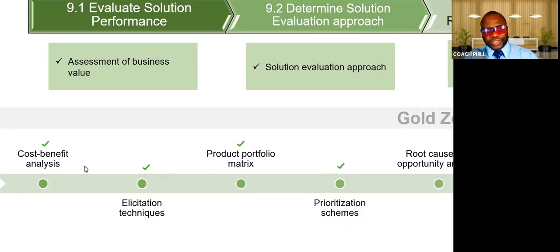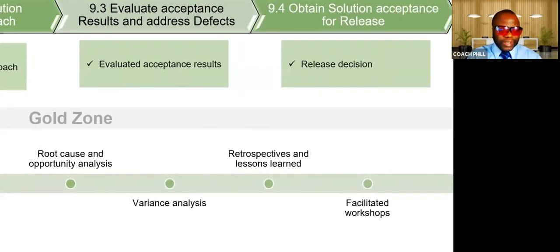Next one is prioritization schemes. We've talked about this. How do we prioritize stories? How do we prioritize requirements in the firm? How do we prioritize work in general? Let's move on. And the next set we have here are root cause and opportunity analysis. And let's talk about that.